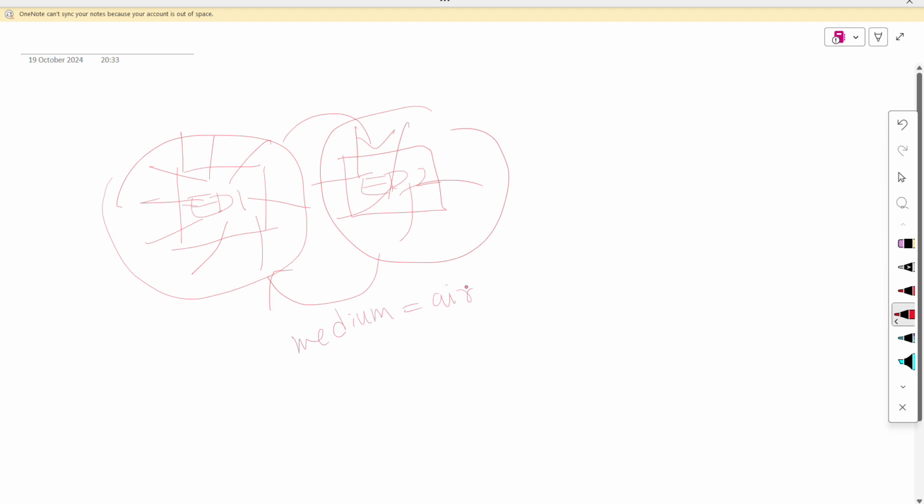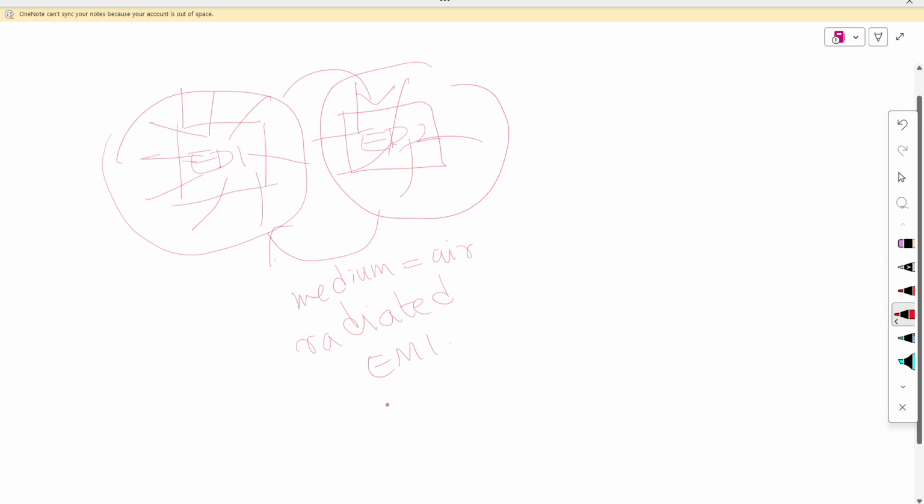Right now, the medium is air. This is what we call radiated EMI.